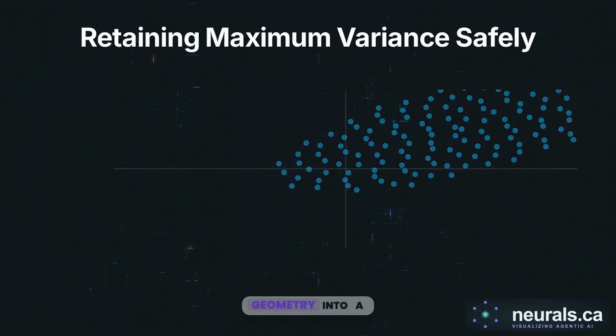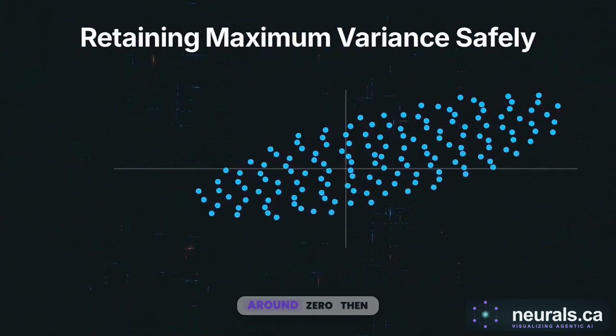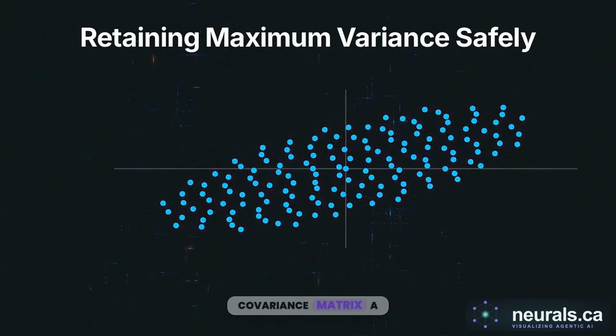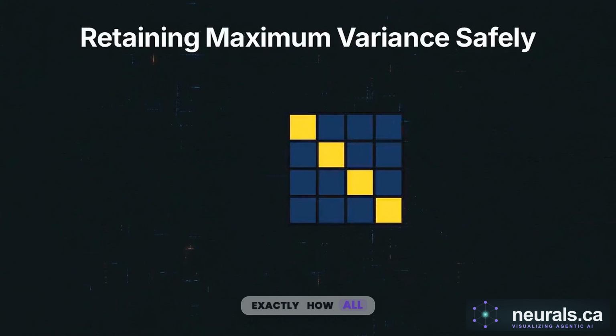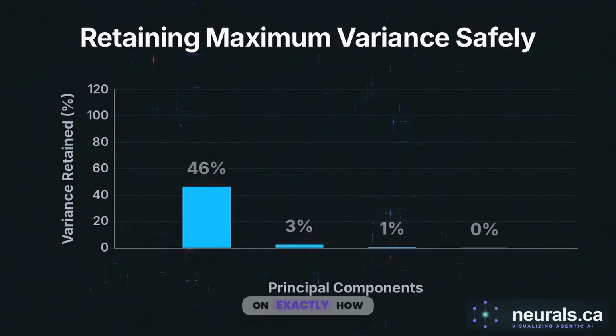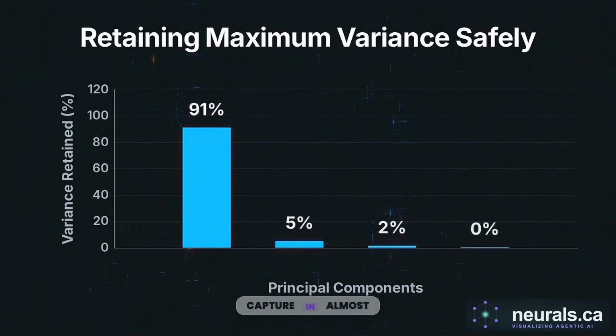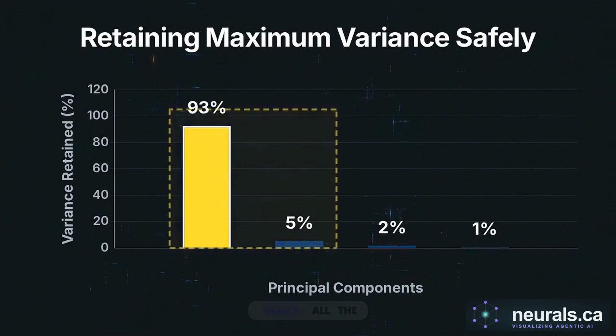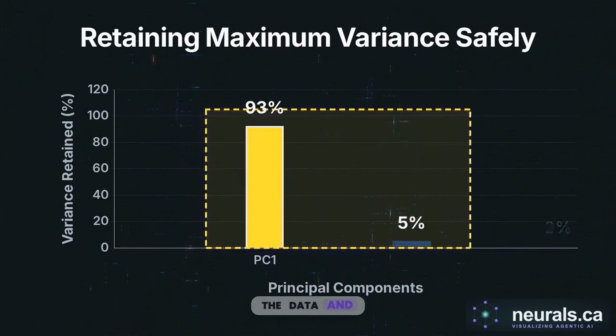To turn this geometry into a programmatic pipeline, we start by taking our raw data and centering it around 0. Then we calculate a covariance matrix, a grid that summarizes exactly how all the features vary together. Next, the algorithm calculates those perpendicular directions and ranks them based on exactly how much variance they capture. In almost every case, that very first principal component holds the lion's share of the dataset's variance. By keeping just the top few components, we retain nearly all the original information. We can safely collapse the data and discard the rest.